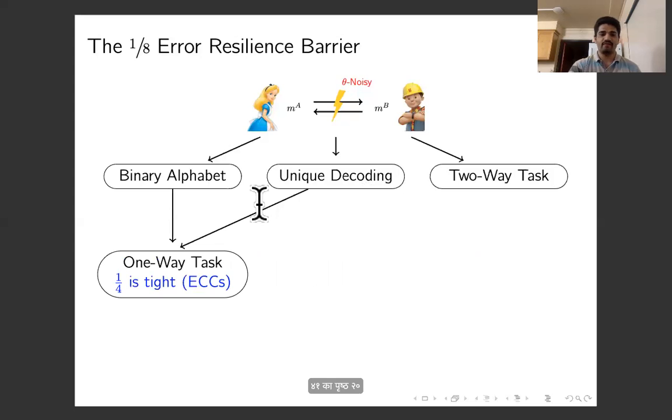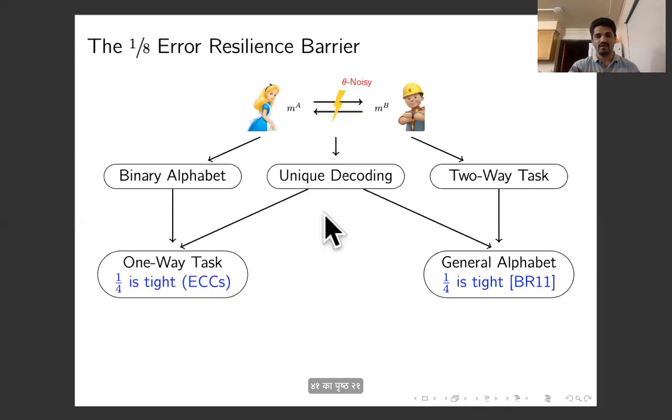For example, if I want binary alphabet and unique decoding without the two-way task, so only the one-way setting, where Alice wants to send a message to Bob. This is the setting that I just described, where you have the maximum error resilience theta equals 1/4, achieved, for example, by using error correcting codes. So you cannot combine the half from binary alphabet and the half from unique decoding to get better than 1/4. You also cannot combine the half from unique decoding and the half from two-way task to get better than 1/4.